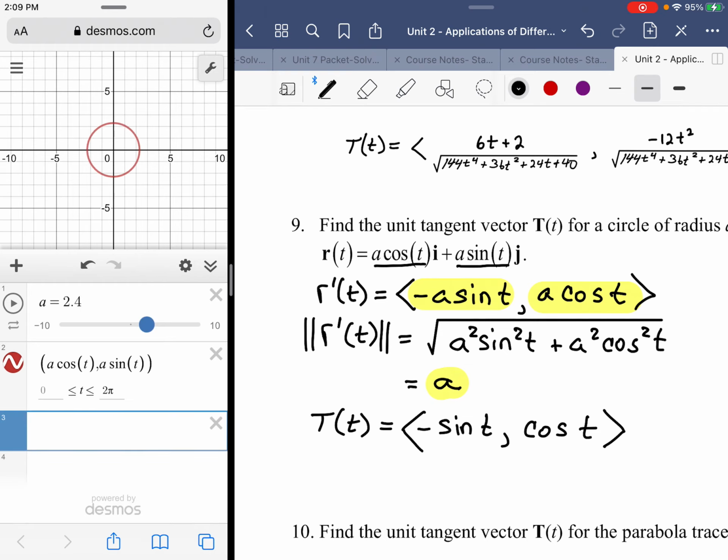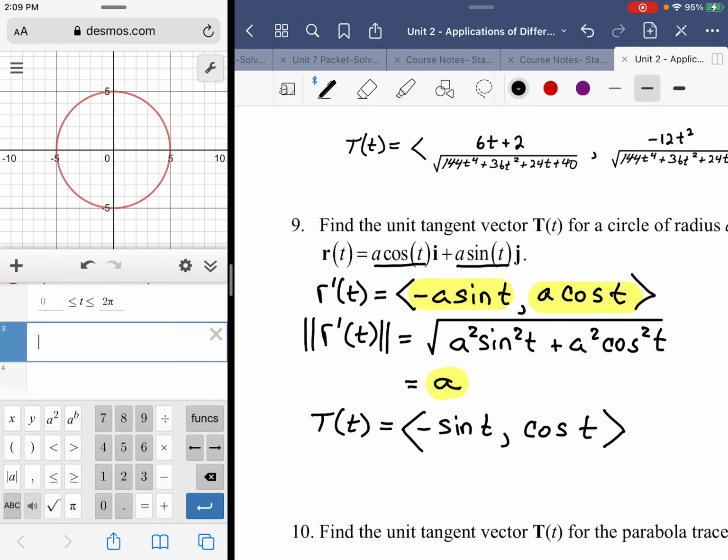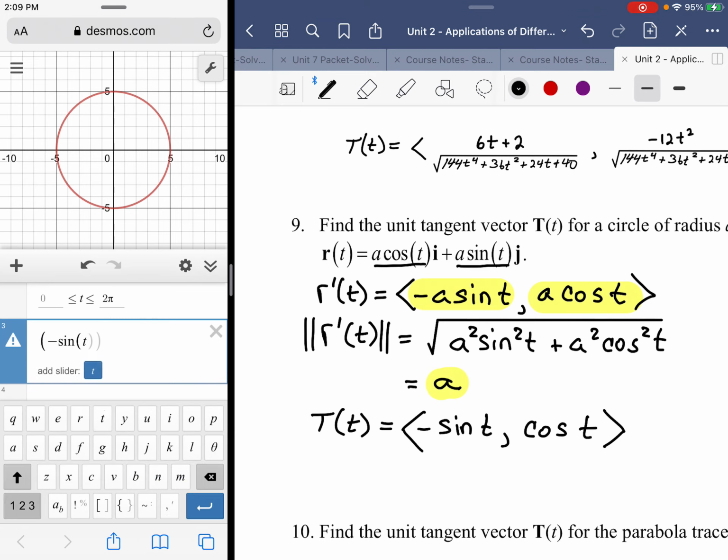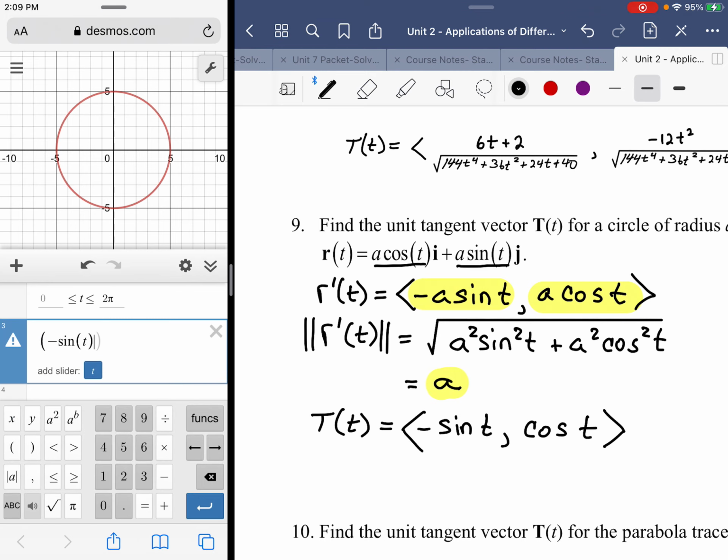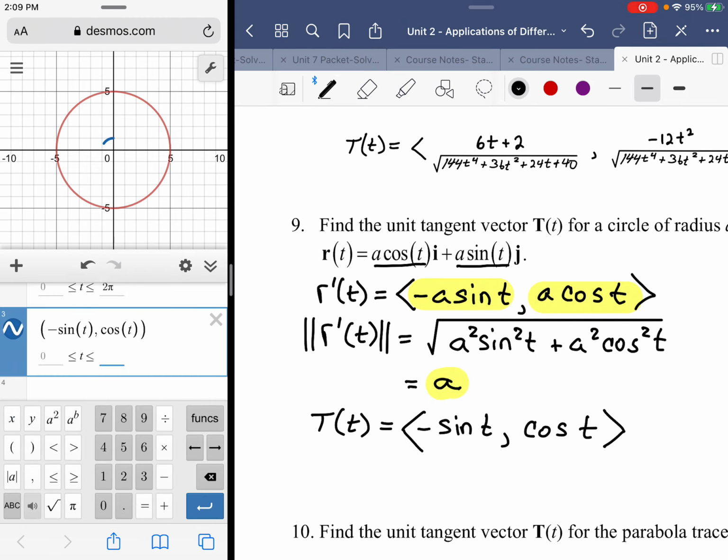All right, so how about I make it something not 0? I'll make it 5. Now I'm going to plot negative sine of t, close it up, comma cosine of t, close it up. Still 0 to 2 pi.